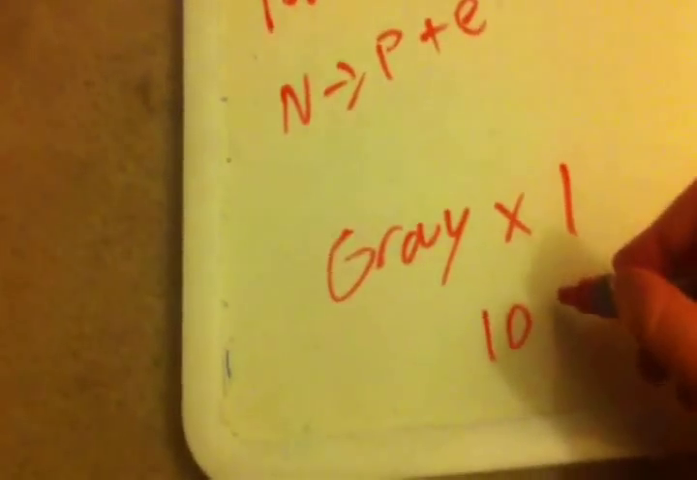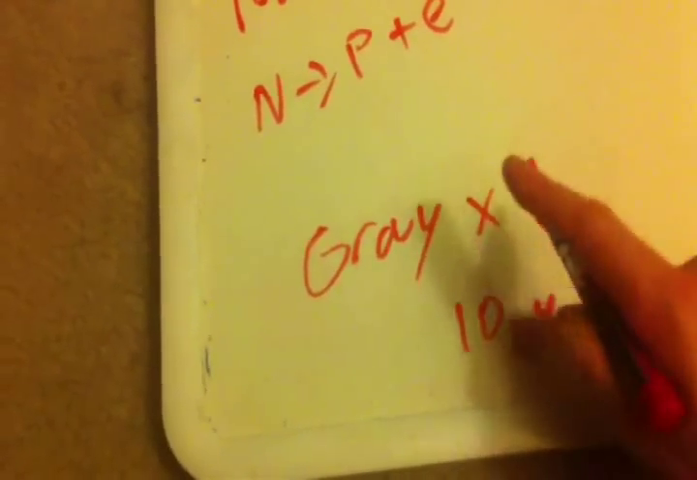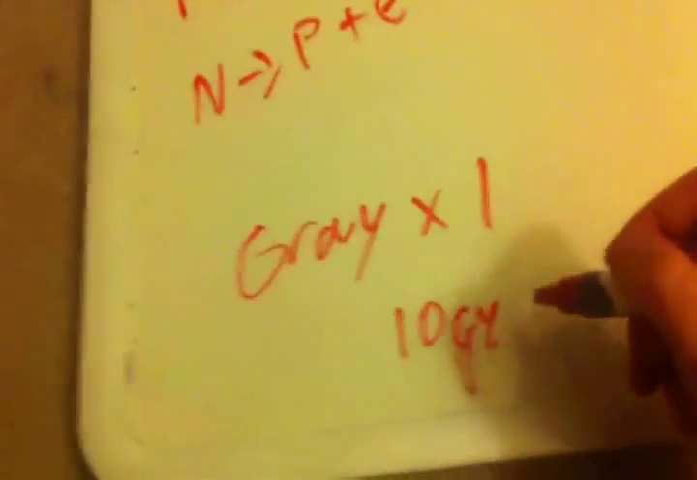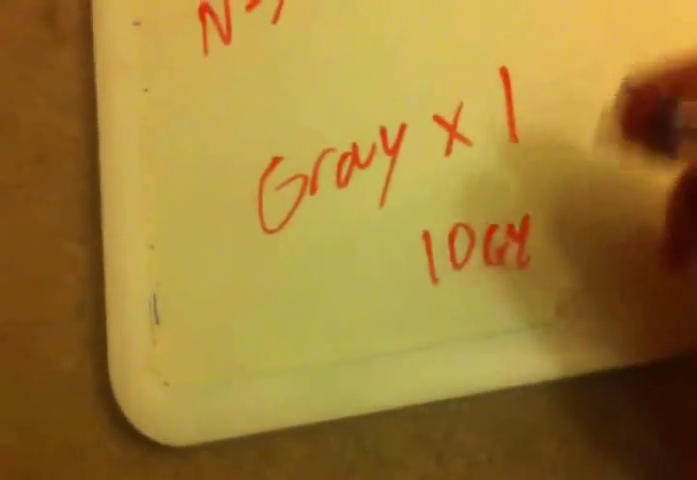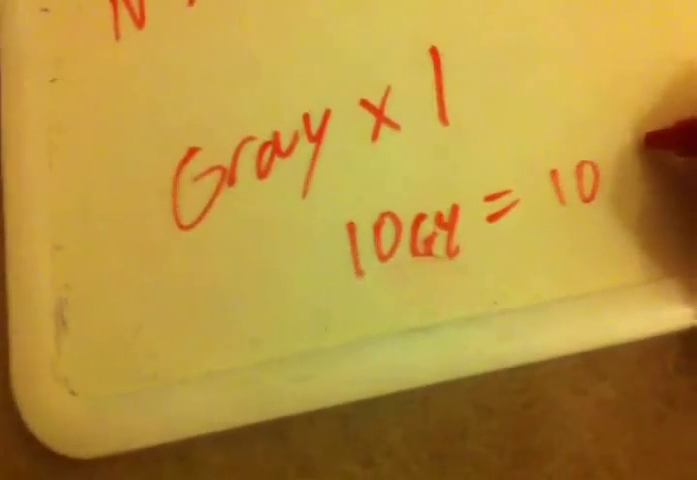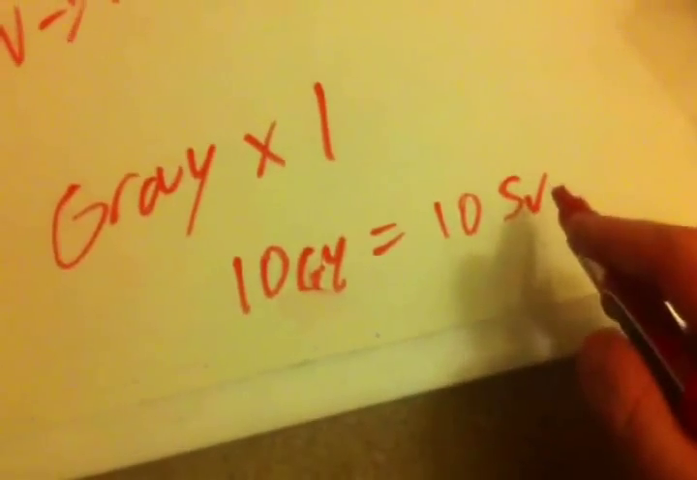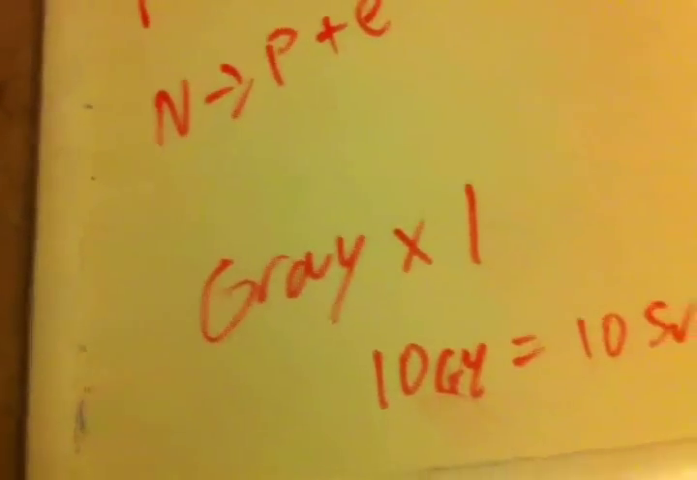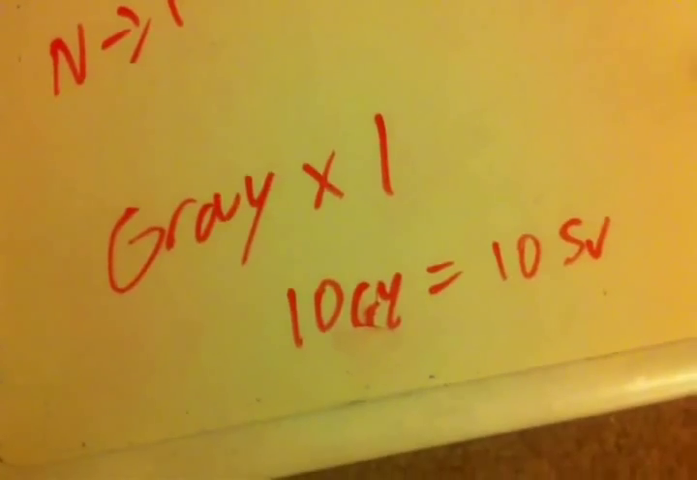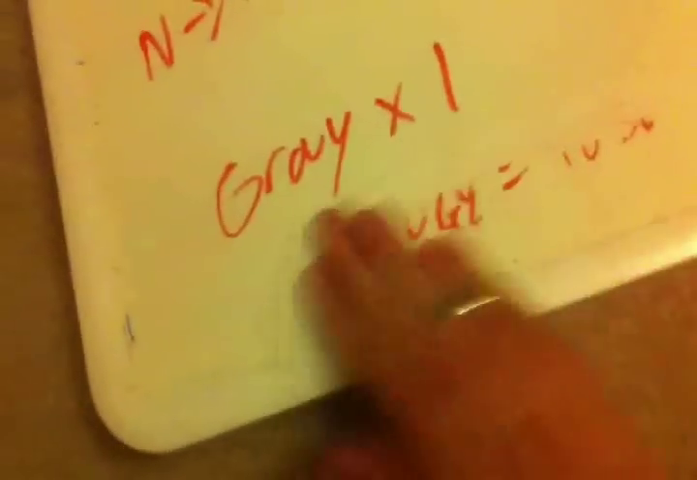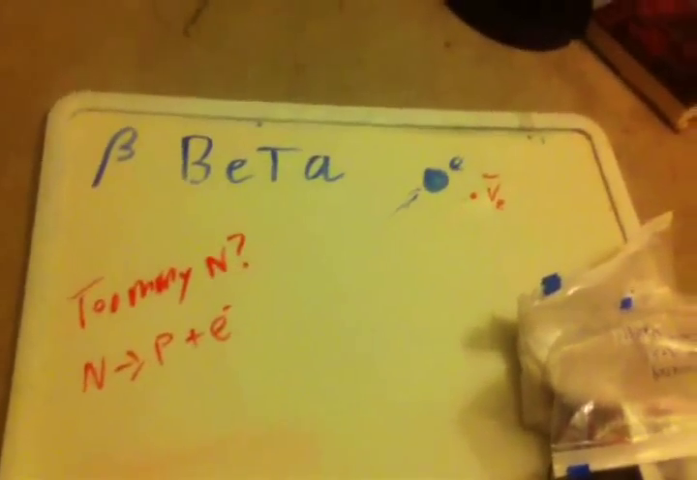So 10 grays, that's a capital G, 10 grays of beta is exactly equal, because anything multiplied by 1 is 1, to 10 sieverts for the same material. There's no change. Grays equal sieverts in that case, simplistically speaking. So beta is pretty nasty, but it's not nasty like alpha, which, if you recall, was 20 times more deadly. 20 times on average. Beta usually isn't as deadly if it gets ingested.